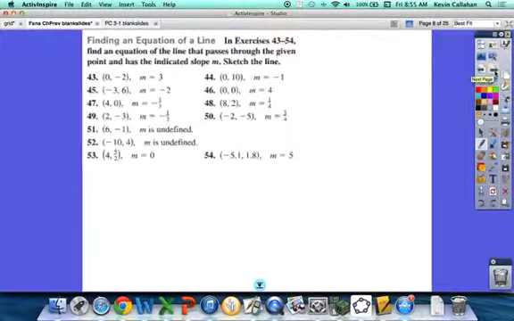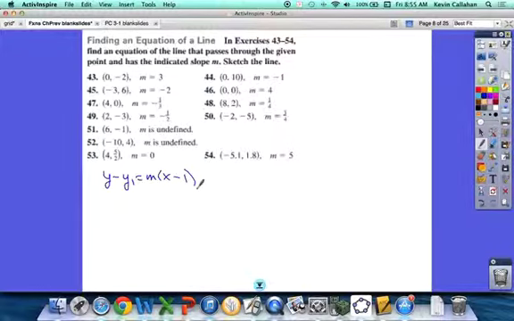Okay, how is it that we come up with the equation of a line when we know one point and the slope? What form of a line do we use? Point slope, right? Point slope, which is y minus y1 equals m times x minus x1.